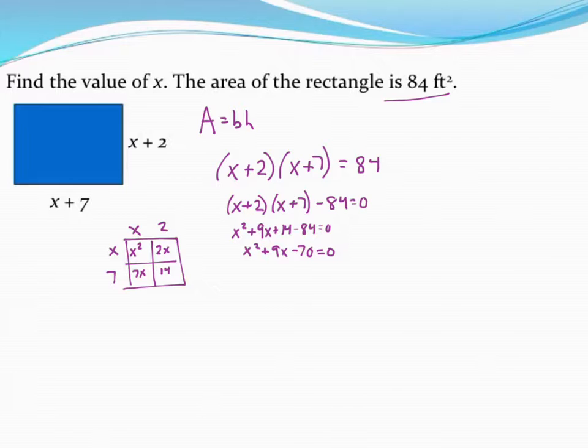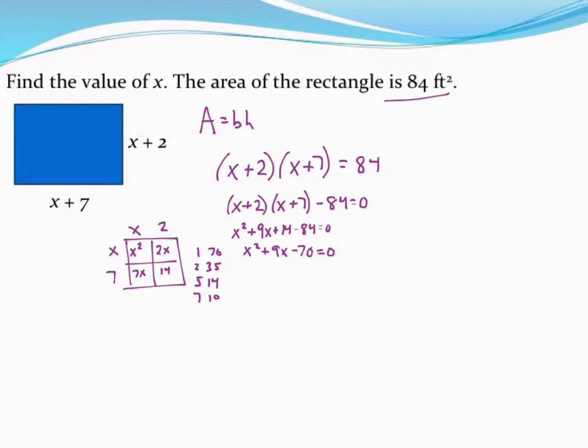So it's a trinomial where the a value is 1, so I need two numbers that multiply to negative 70 and add up to positive 9. So make your list of factors if you need to. I've got 1 and 70, 2 and 35 should work. I've also got 5 and 14 that works, and then I've got 7 and 10 that works.